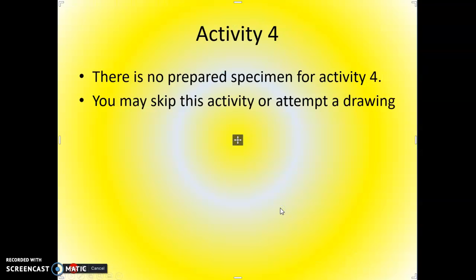There's an activity 4, but there's no prepared specimen for activity 4, so you can cross that out. You don't have to do activity 4. If you want to attempt to draw what you think that spaghetti looks like as you slice it up, go ahead and do that, but there's no need to.